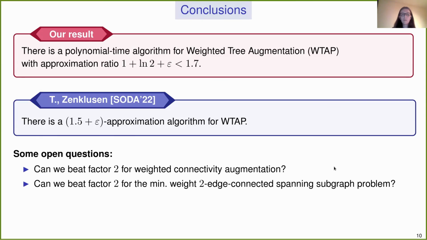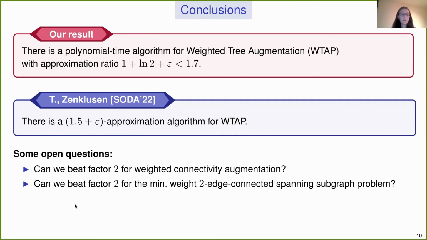And then let me conclude with two open questions. The first one is, can we beat the factor 2 for weighted connectivity augmentation? Weighted connectivity augmentation is a generalization of weighted tree augmentation, which is basically about increasing the edge connectivity of a given graph from k to k plus 1 in the cheapest possible way. And currently the best known approximation ratio is 2.